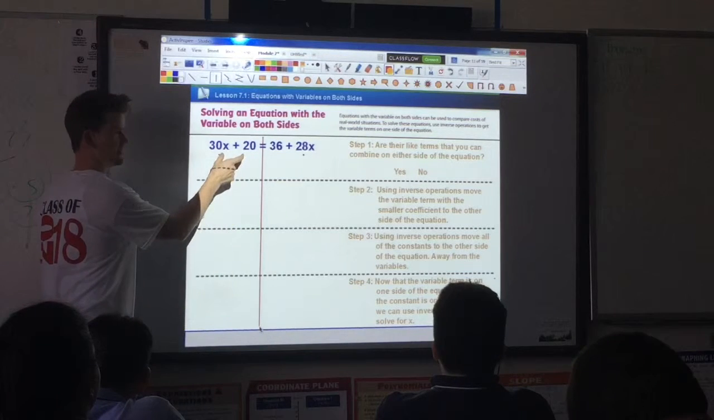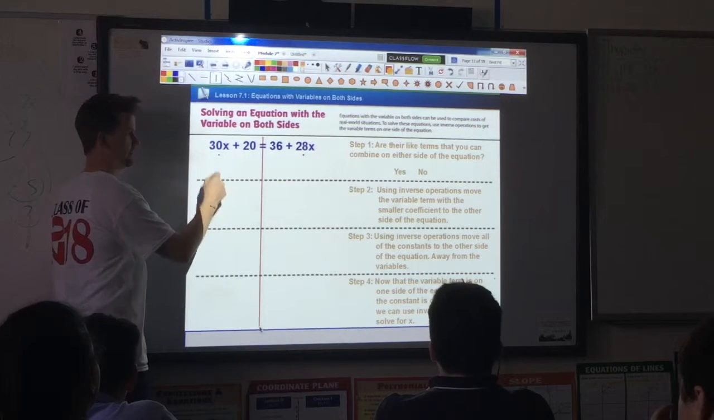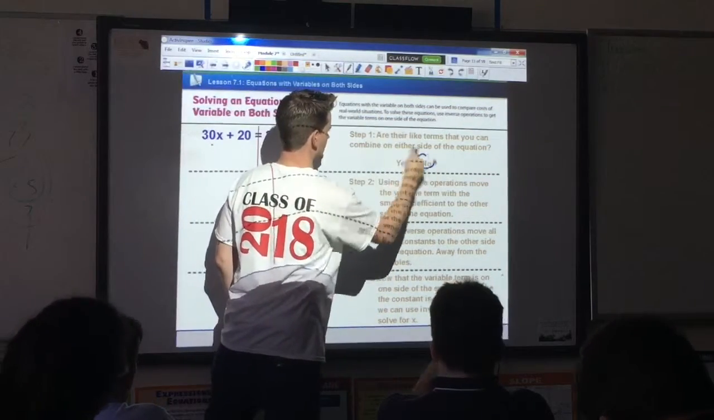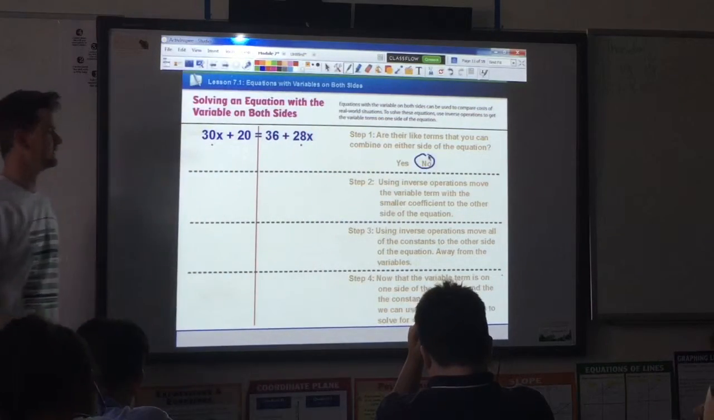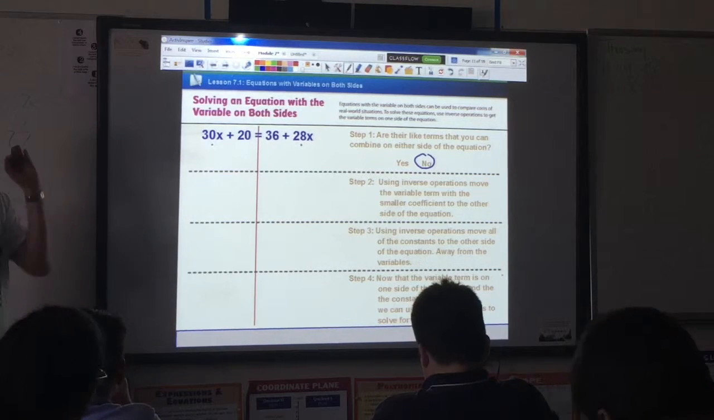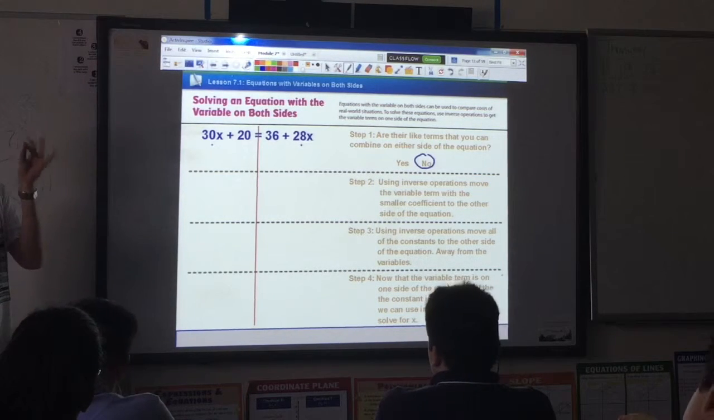Are there any like terms I can combine over here, class? Yes or no? No. Any like terms over here? No. Okay. So the answer to that is no. We move on to step 2. Step 2: using inverse operations. Believe me, use these steps. They make it almost impossible to get these wrong.